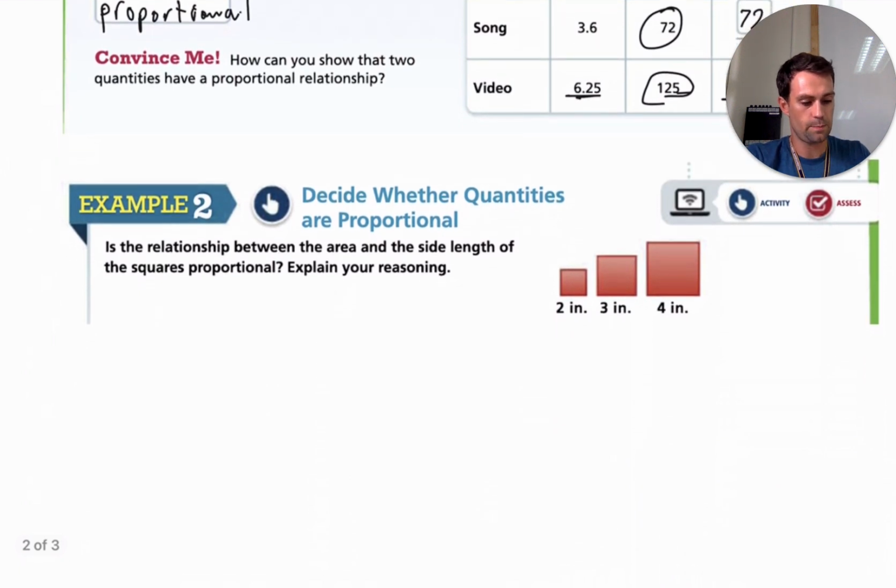Let's look at this one here. Is the relationship between the area and the side length of the squares proportional? Explain your reasoning. So we have the area, the side length. So it's asking you to compare the relationship between the area and the side length. So the side length is affecting the area. So we will call that side length.